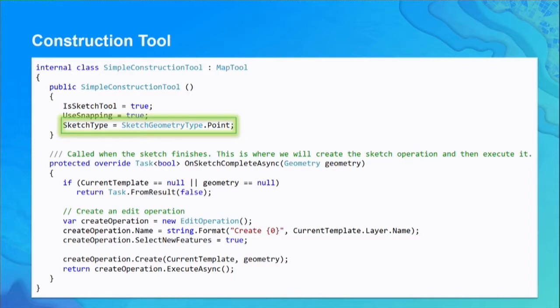Our basic construction tool layout is inheriting from the map tool. So we have some display feedback that we're acting upon. What's highlighted here is the sketch type, so the feedback type, and in this case, it is a point. When you click, you get the single point experience: once you click, onSketchComplete is getting fired, and then we can proceed with our operation. In this case, we're essentially taking the point as is and creating a new feature out of that.